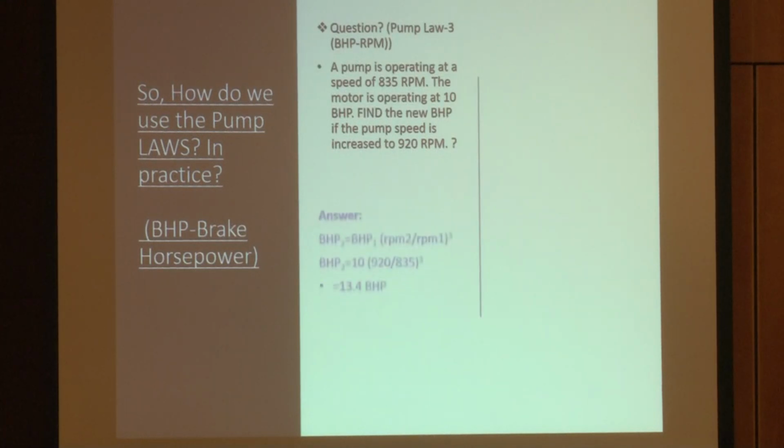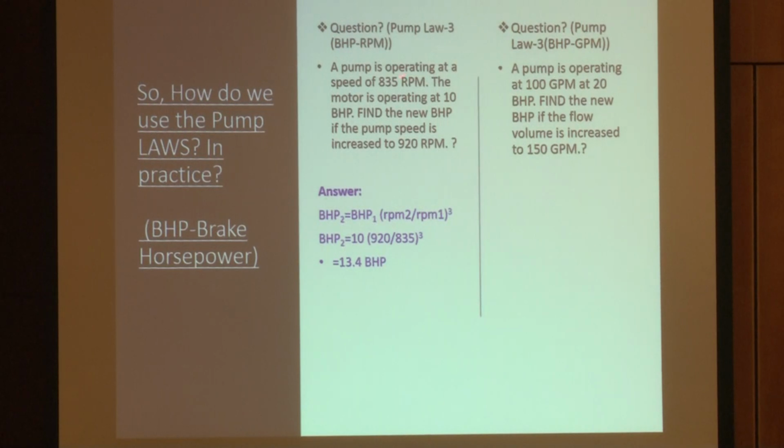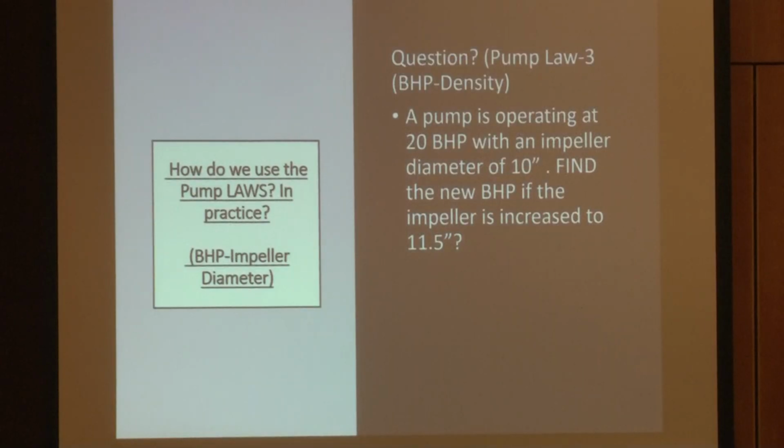This is an example of how you use brake horsepower in the pump laws. The pump operator's at an RPM at 10 horsepower, you want to find the new horsepower if you raise the speed. Again, you use that formula and you've got it. Similarly here, you got 100 GPM flow at 20 brake horsepower. If you increase the volume to 150, what do you end up with for horsepower? And there's the answer there.